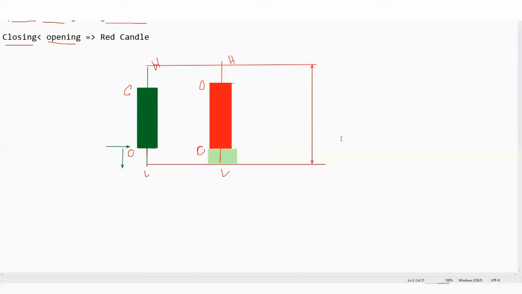This is the range of the candle. And here, if you talk about this part, sorry, this part, this is the body of the candle.